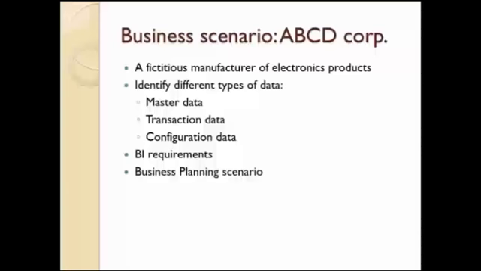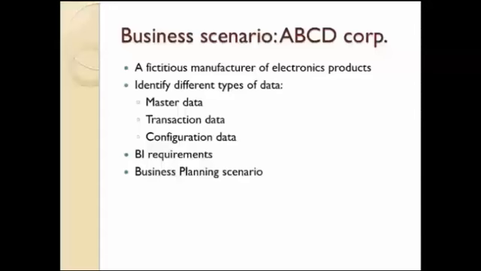Finally, there is a business scenario talking about a fictitious company known as ABCD Corp, described in the book I want you to read about in Chapter 1. This is a fictitious company involved in the manufacturing of electronics products. And we'll be using this company as a case study when talking about BI requirements and BI applications throughout the book. So in chapter 1, they give an introduction to this company and also some basic business processes.